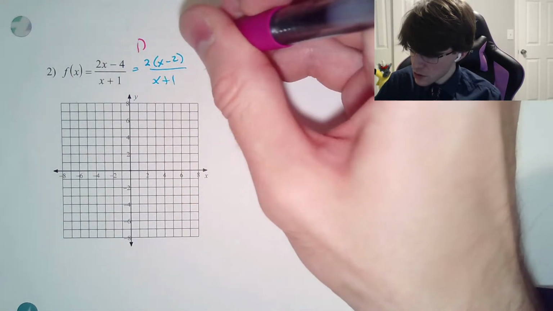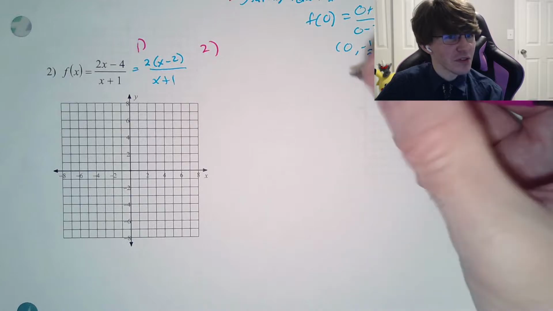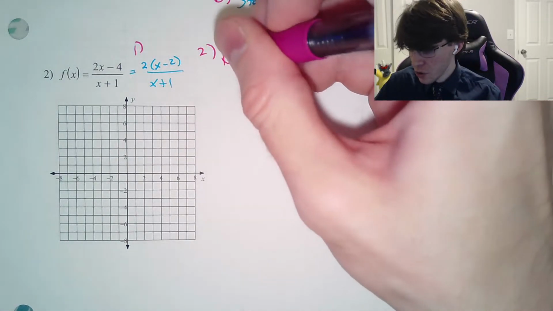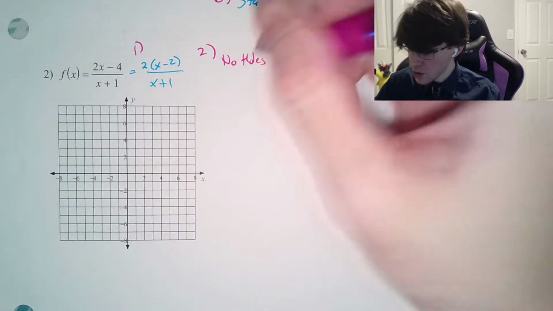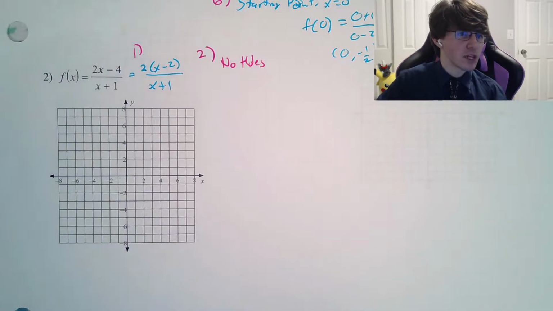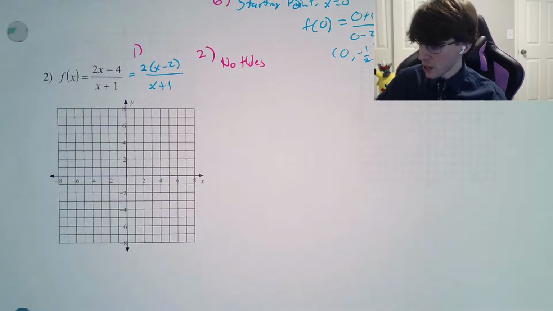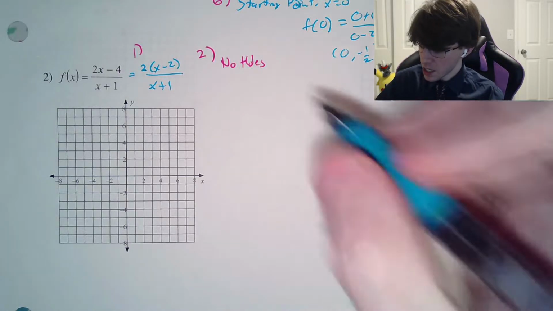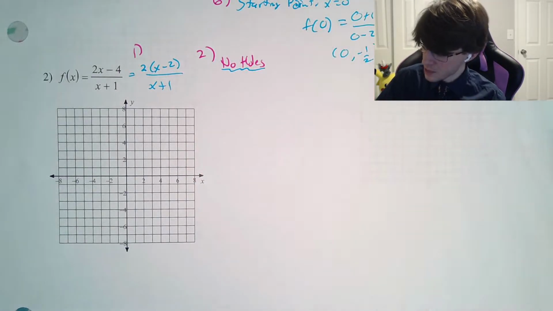For step number 2, also a nice and easy step on this one because there are no holes on this question. And there's no holes because there's no canceling. The x minus 2 doesn't cancel with the x plus 1, so there's no holes. We're done. We don't have to worry about it at all. We're moving on to the next step. And actually, that should have been in blue, but whatever.